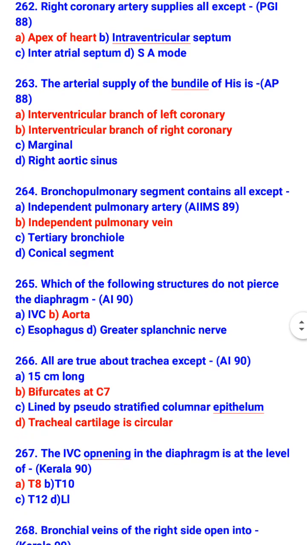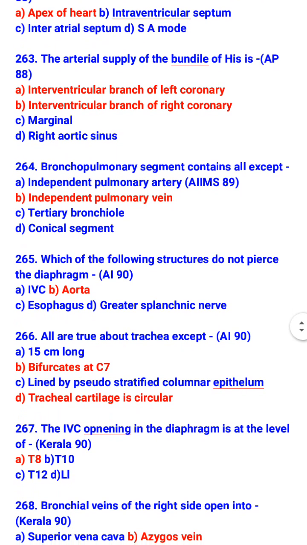Which of the following structures do not pierce the diaphragm? Aorta does not pierce the diaphragm. Inferior vena cava, esophagus and greater splanchnic nerve cross the diaphragm.